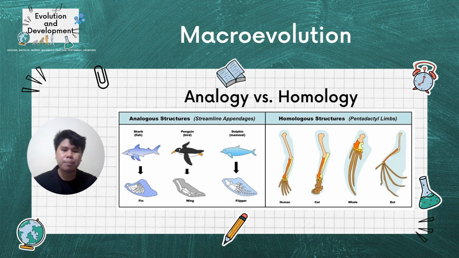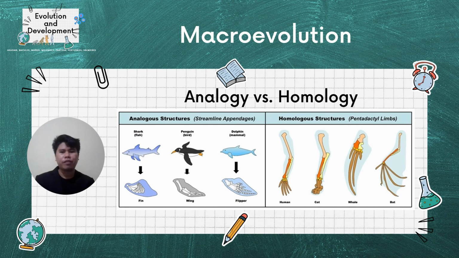Say for example, in our example here we have the human hand, the cat's feet, the whale's flipper, and the bat's wing. Even though the limbs themselves are different in terms of their function, they share a similar pattern of development because the developmental processes that form the limb buds are controlled by similar genes and are inherited from a common ancestor.